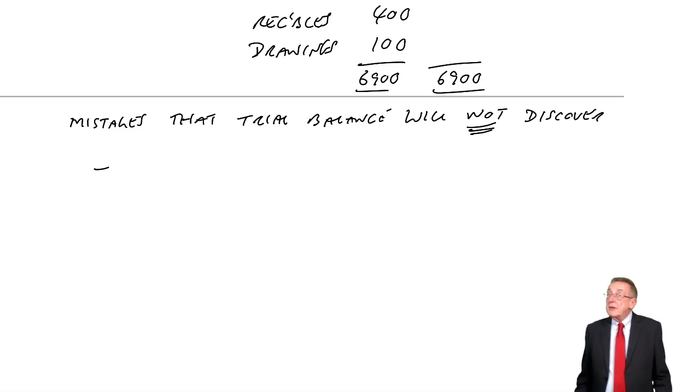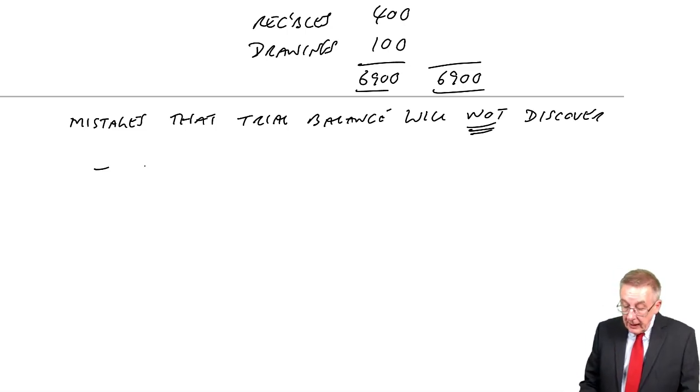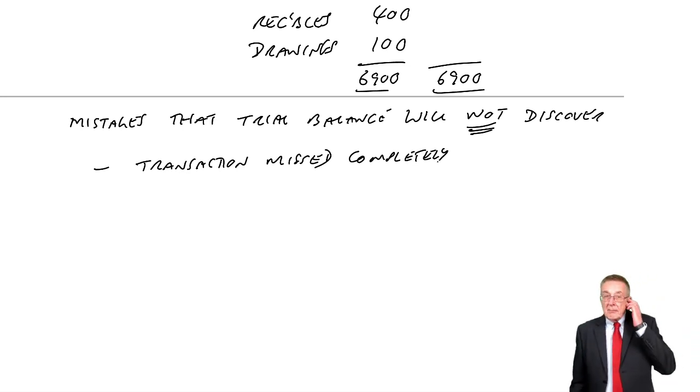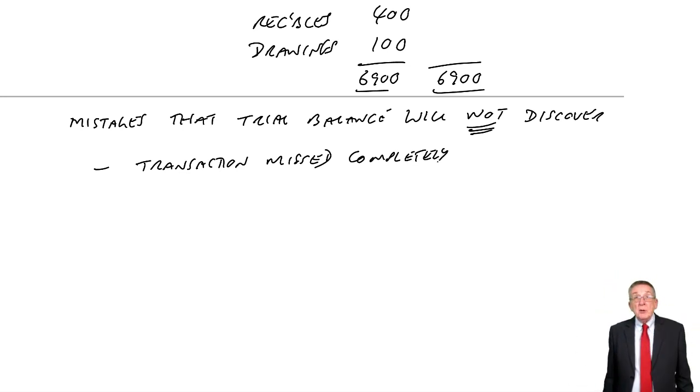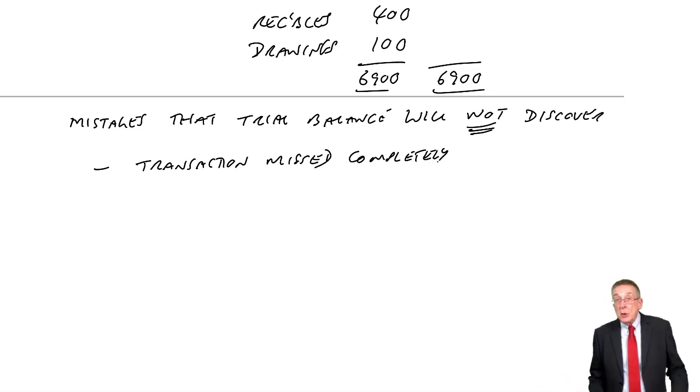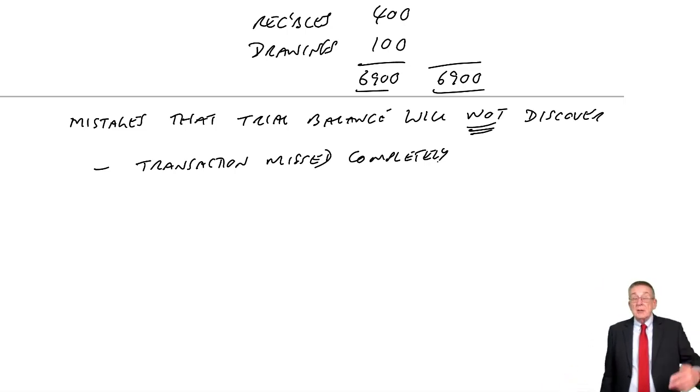Well, one, I think, fairly obvious one, is where a transaction has been missed completely. You bought a car, but you made no entry at all. No debit, no credit. Well, cash should be 1,000 too high, car wouldn't appear, but it would still add up.